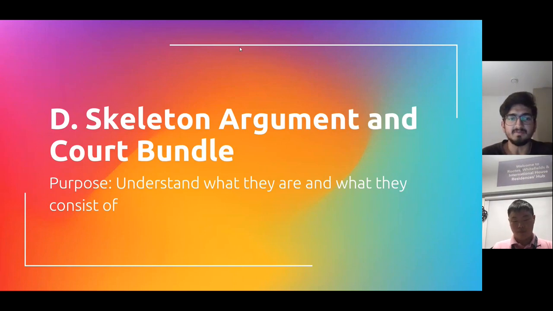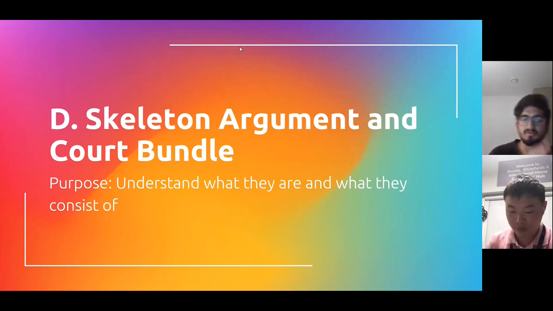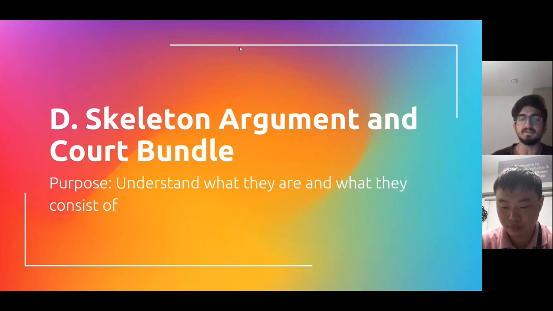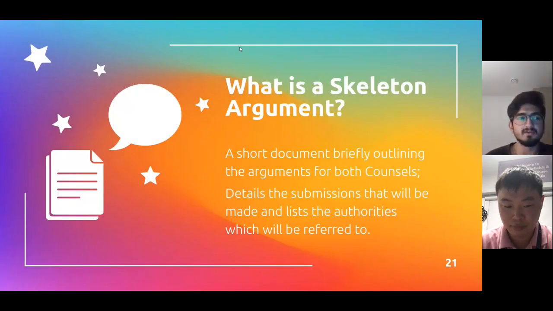So, looking at the skeleton argument and court bundle, the purpose of this particular section is to essentially allow you guys to get an understanding of what these two documents are and what they should ideally consist of. The skeleton argument in brief is essentially a very short document which provides an overview of the arguments for both the senior counsel and the junior counsel. This is an opportunity for you to provide very brief summaries of what your oral arguments will be, and these come in the form of submissions.